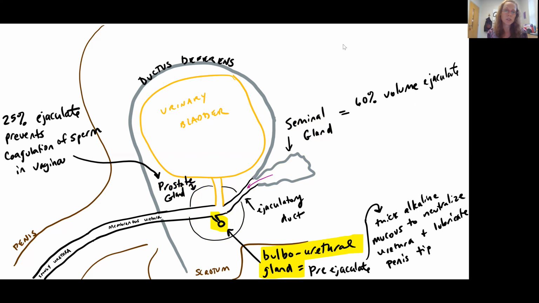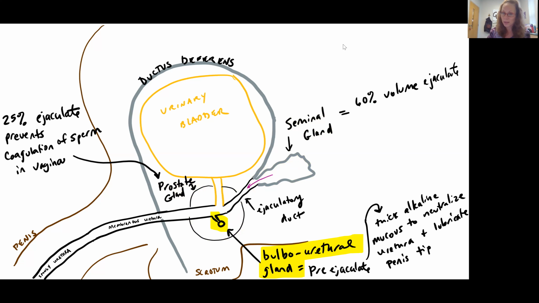This one actually produces the pre-ejaculate, which is a thick alkaline mucus. So it's going before the sperm in order to kind of wash out the urethra, again, producing an environment that's conducive and safe for the sperm cells. Also, it's helping to lubricate the tip of the penis before the ejaculation actually occurs.